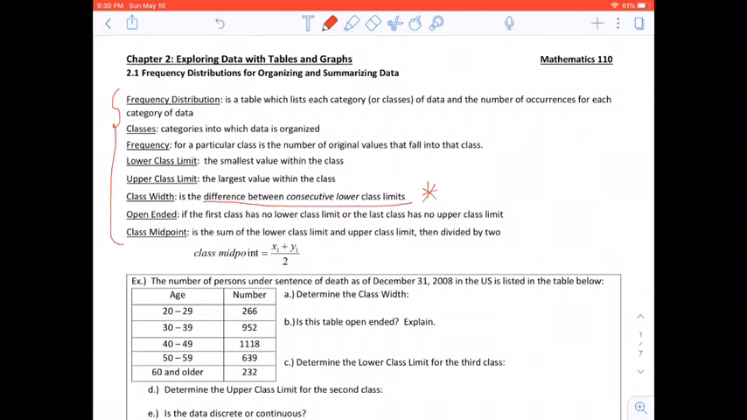Open-ended is if the first class has no lower limit or the last class has no upper limit. Midpoint is the middle value between the lower class limit and the upper class limit. You add those two values and divide by 2.